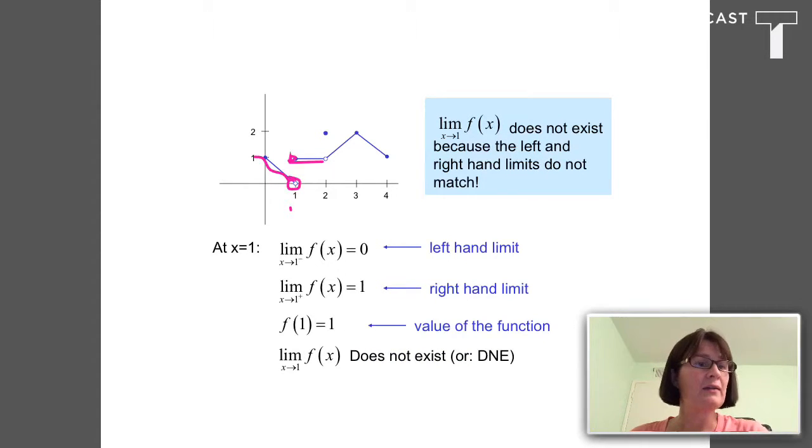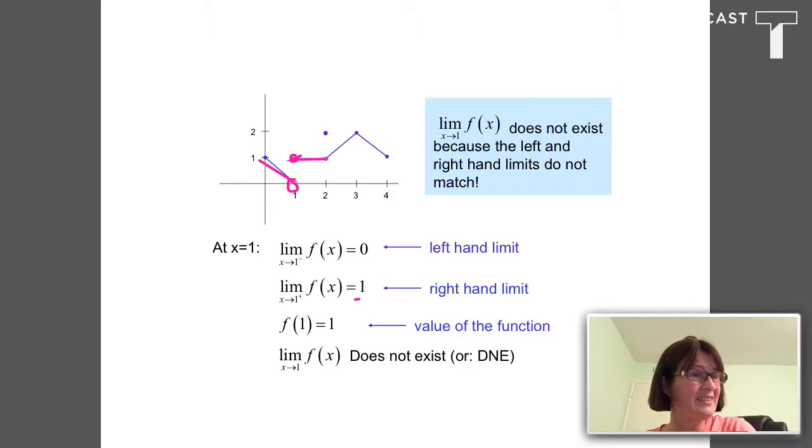Alright, so let's erase this up. As x approaches 1, I can talk about the limit from the left. The limit of f of x as x approaches 1 from the left is that y value, which is 0. The limit as x approaches 1 from the right is this y value, which is 1. The actual function value is wherever the colored dot was. That happened to be at y equals 1.